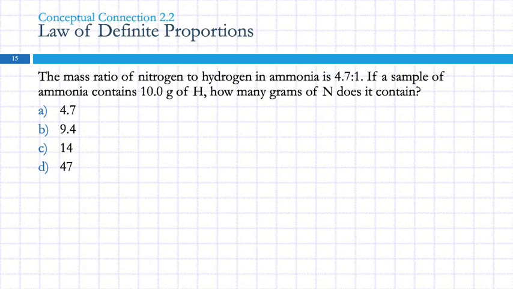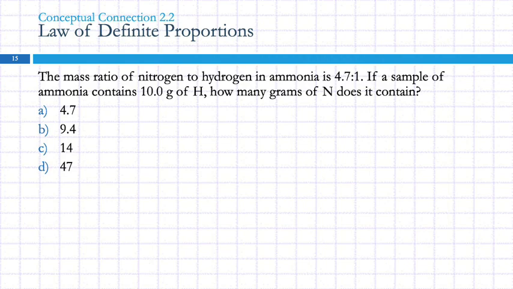So let's look at this one. The mass ratio of nitrogen to hydrogen in ammonia is 4.7 to 1. If a sample of ammonia contains 10 grams of hydrogen, how many grams of nitrogen does it contain?